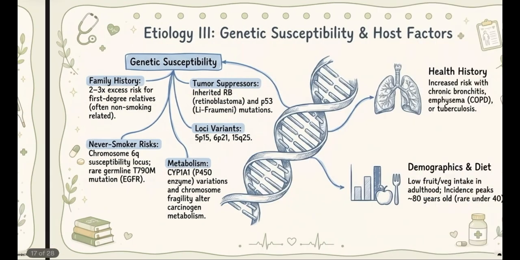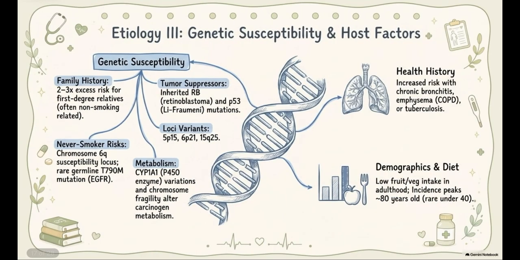Beyond the environment, we must also consider the host. That means the human body itself. Family history is a major factor. It creates a 2 to 3 times excess risk for first-degree relatives. This is often completely unrelated to smoking. Our bodies have genetic codes that usually protect us, but sometimes people inherit mutations in specific areas. This leaves the host highly vulnerable.